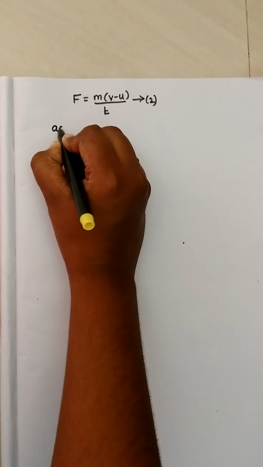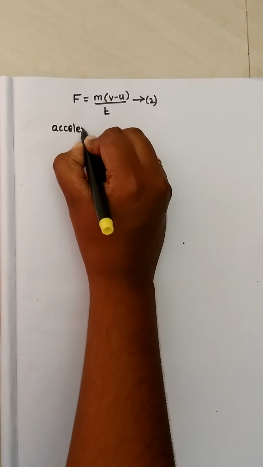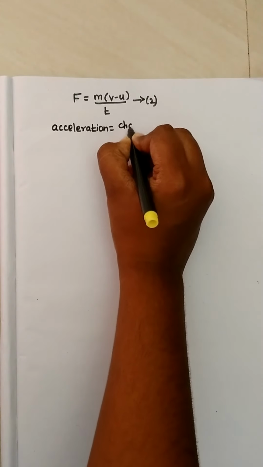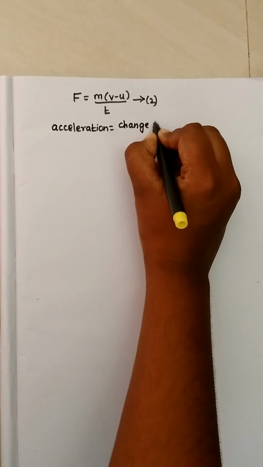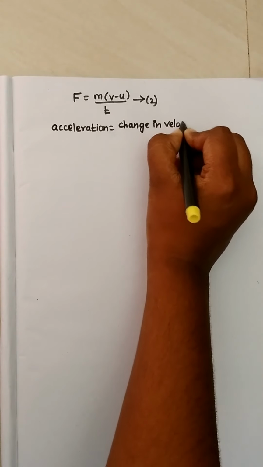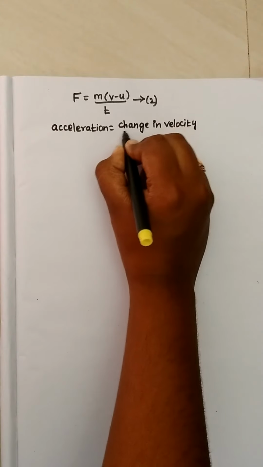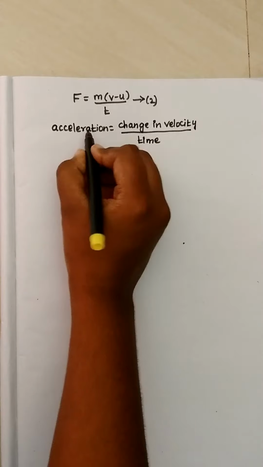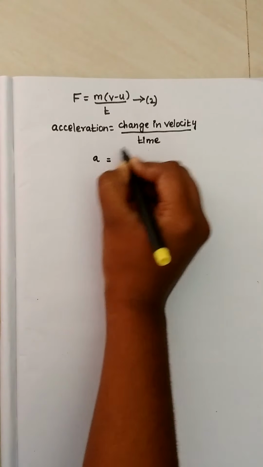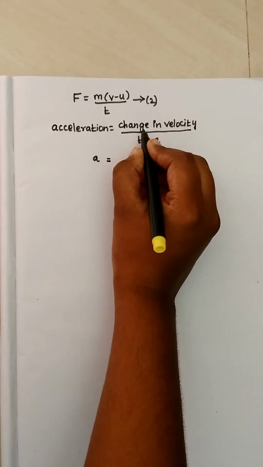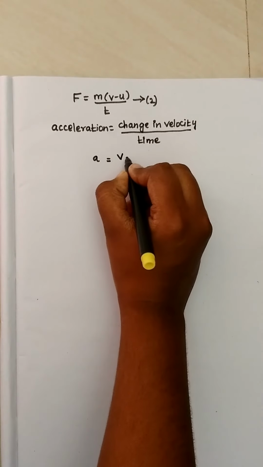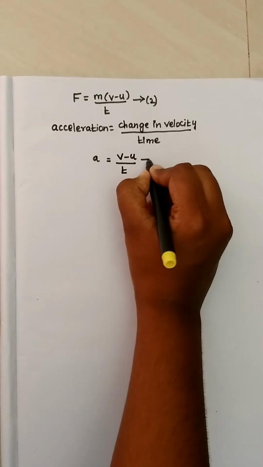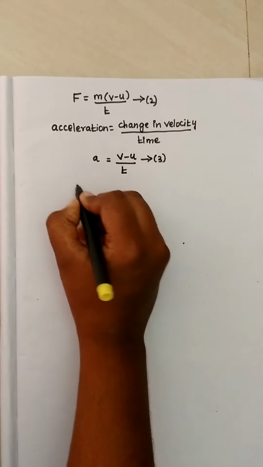So next thing is, what is acceleration? We know acceleration formula is change in velocity by time. So acceleration is change in velocity divided by time. So what is change in velocity? Final velocity minus initial velocity. So acceleration symbol is a. Change in velocity means final velocity minus initial velocity. Final velocity is v, initial velocity is u divided by time. So take this as third equation.